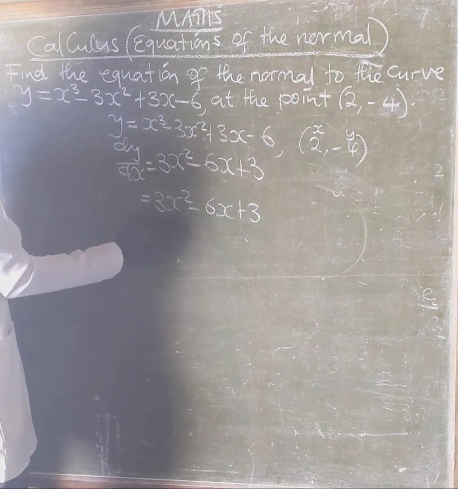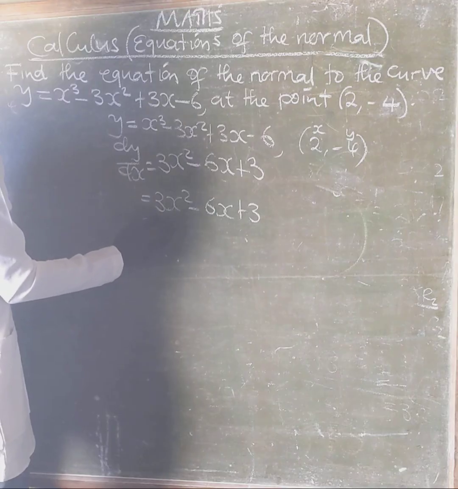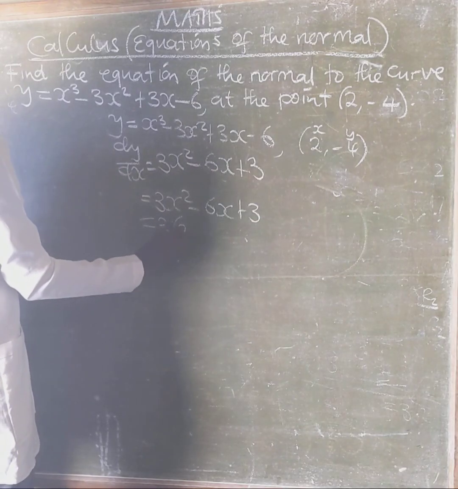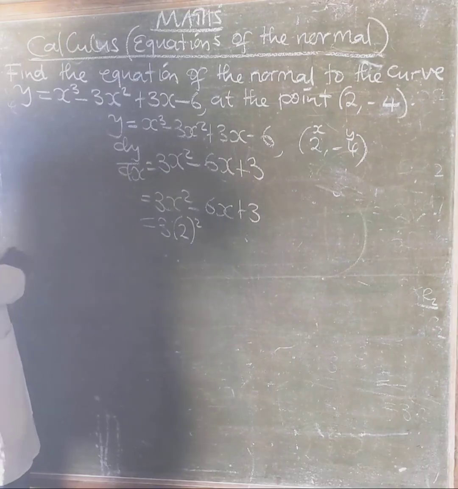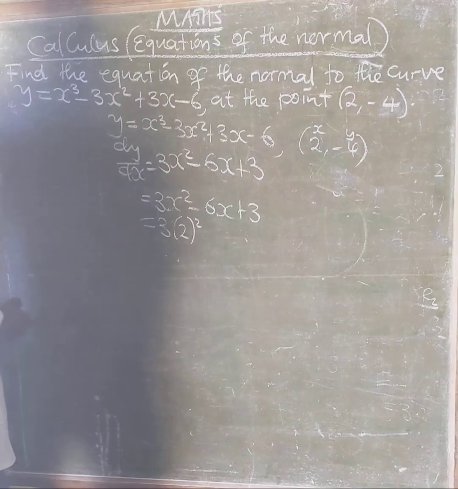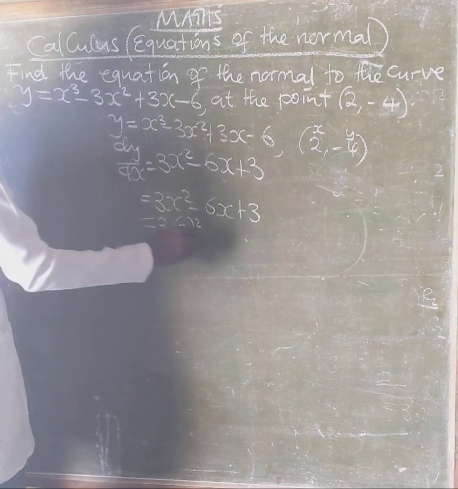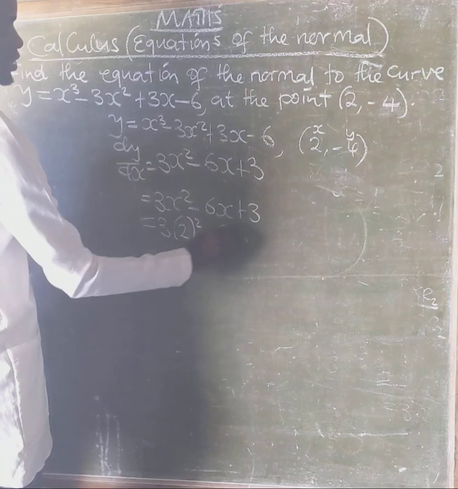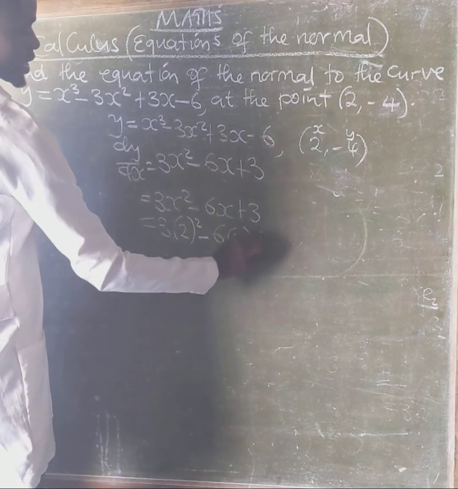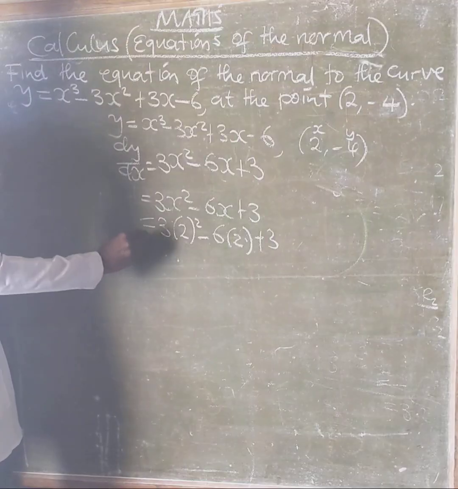So we have x equal to 2, and dy dx equal to 3. Where there's x, we replace 2. So it will be 2 raised to the power 2. Why? Because even x here is raised to the power 2, so even the number that you're going to replace there must be raised to the power 2. Then minus 6, open bracket 2. Where there's x, we replace 2. Then plus 3.